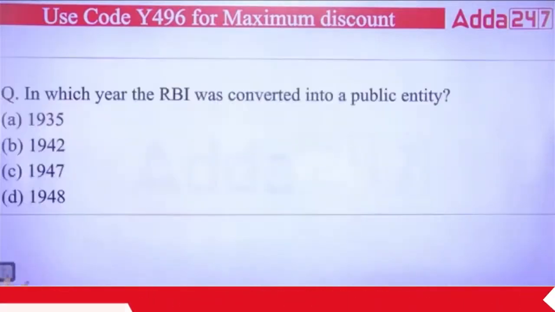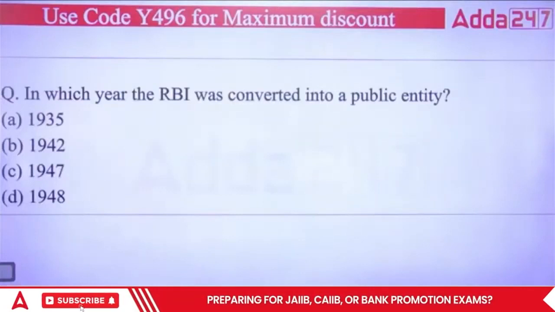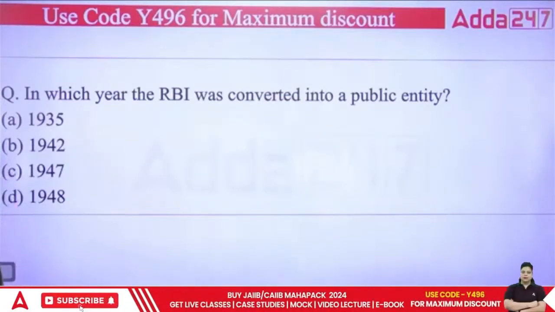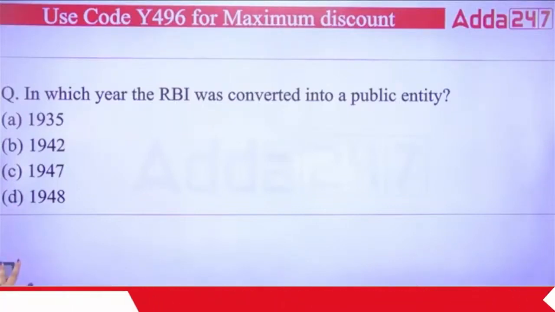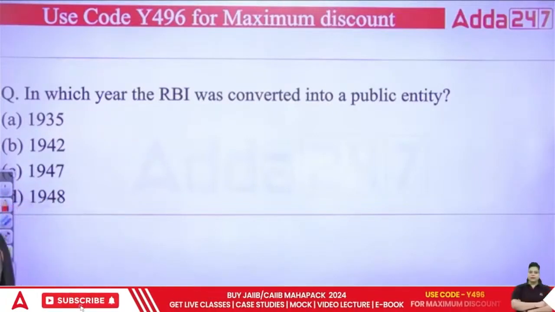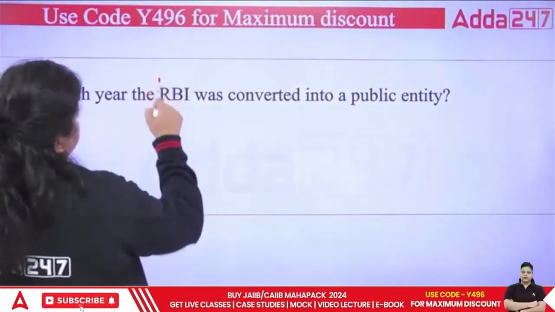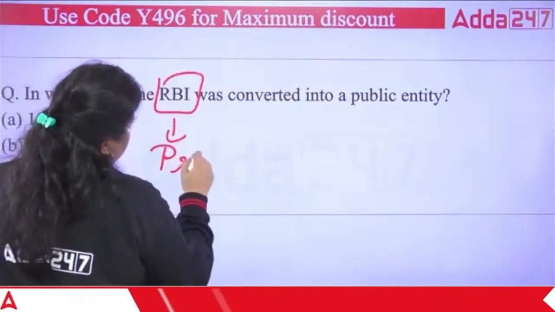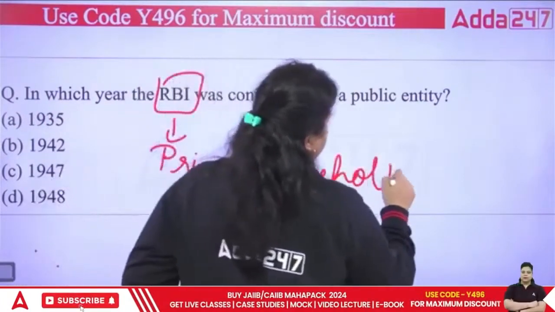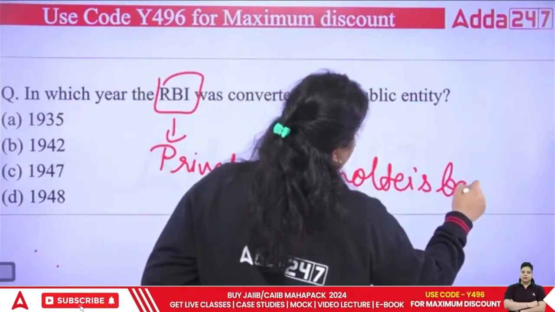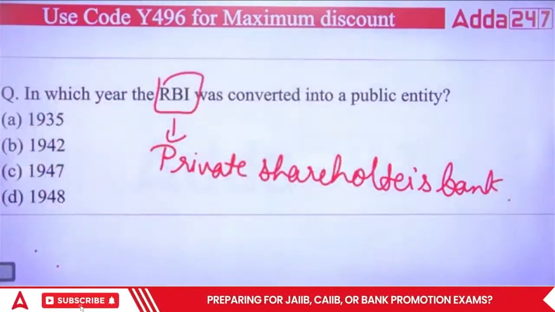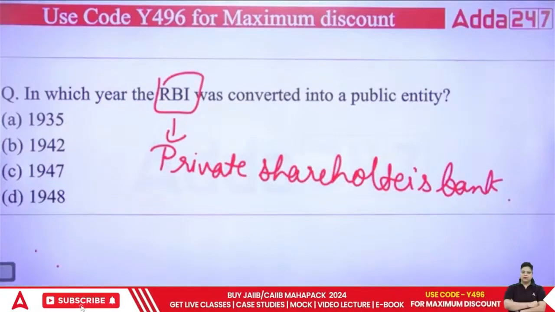Next question. In which year was the RBI converted into a public entity? One more thing. When RBI was established, it was a private shareholders' bank, because RBI was created with an initial capital of 5 crore.